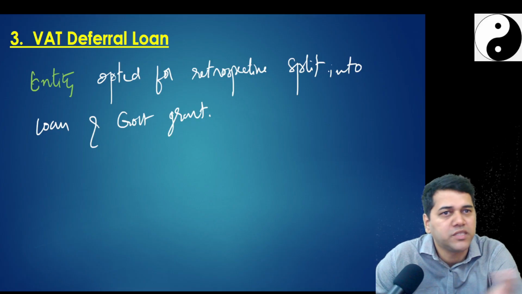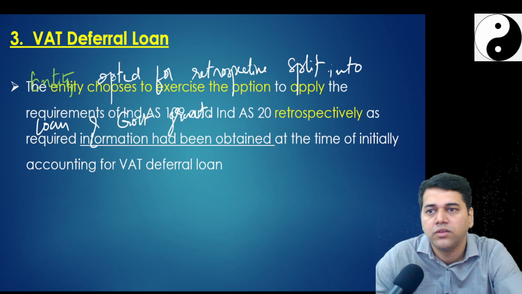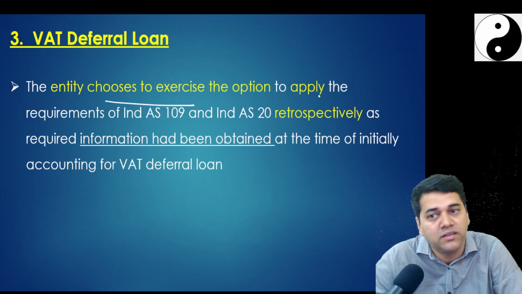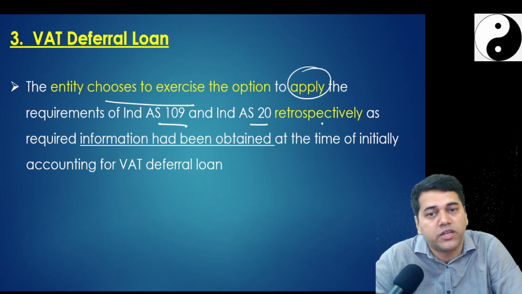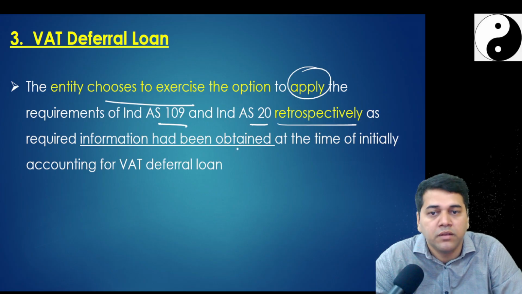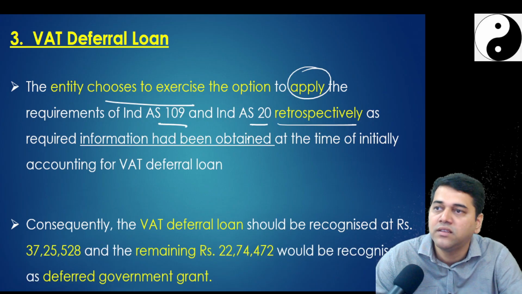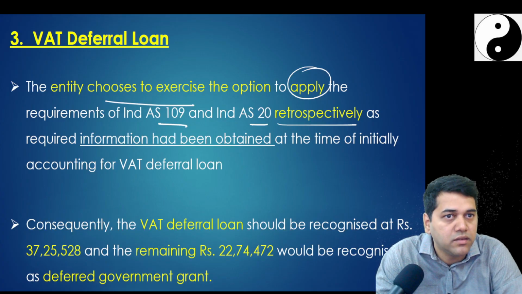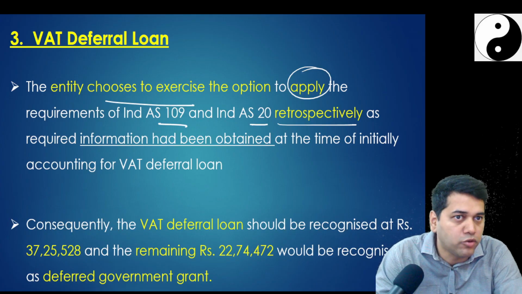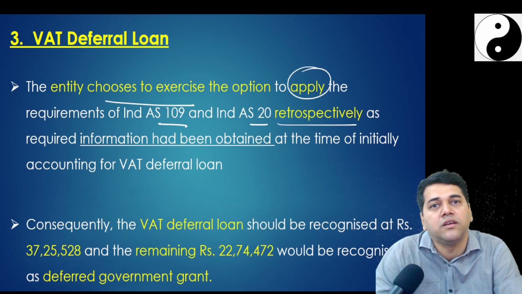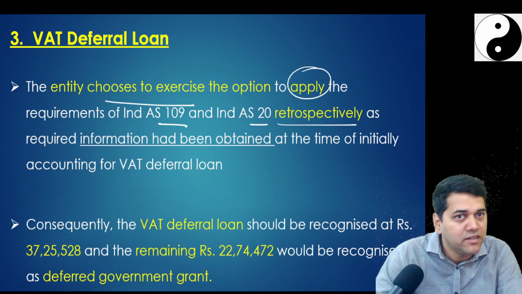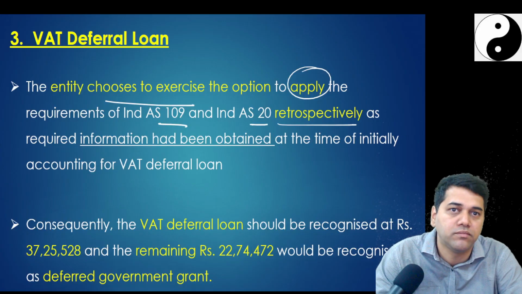Since you had the information, just one day before, you say that the entity had an option and chose to exercise it, to apply the requirements of both Ind AS 109 and 20 retrospectively, because you had all the information, thus you have to split. Is this exercise going to impact your retained earnings? No. Your accounting entry is VAT loan account debit, to deferred income.